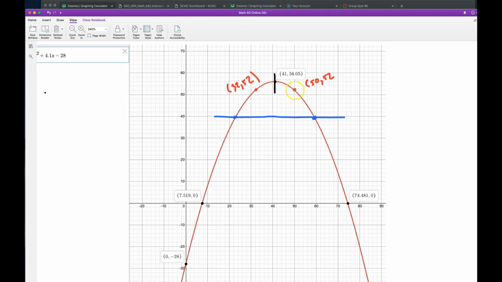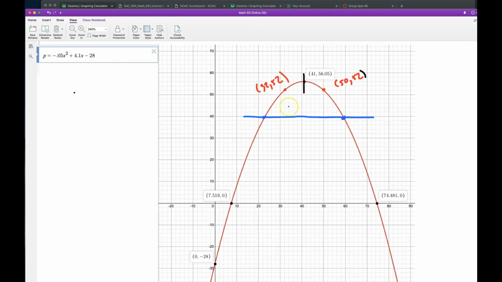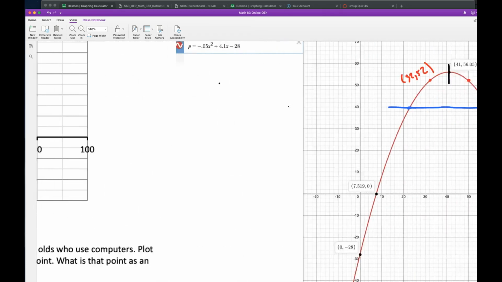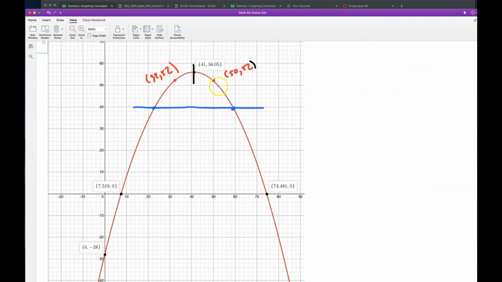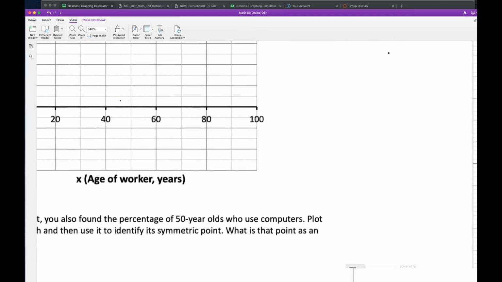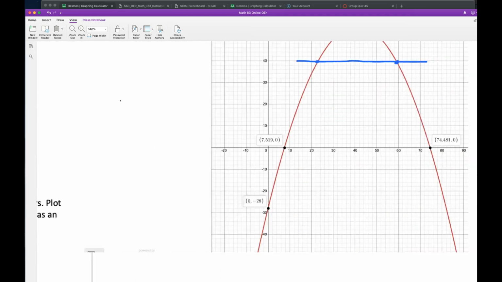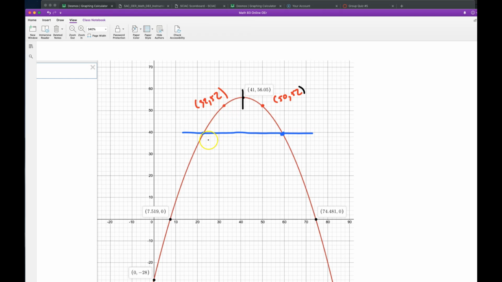At 50, you end up with 52, and then the symmetric again, so 52% of the people, again, based off of this question, 50-year-olds, 52% of 50-year-olds use computers at work. There's a symmetrical point on this other side, and that is related to 32. 52% of 32-year-olds, and so that's using the symmetry. That's this one here, using your symmetric point and getting the other point on the other side.